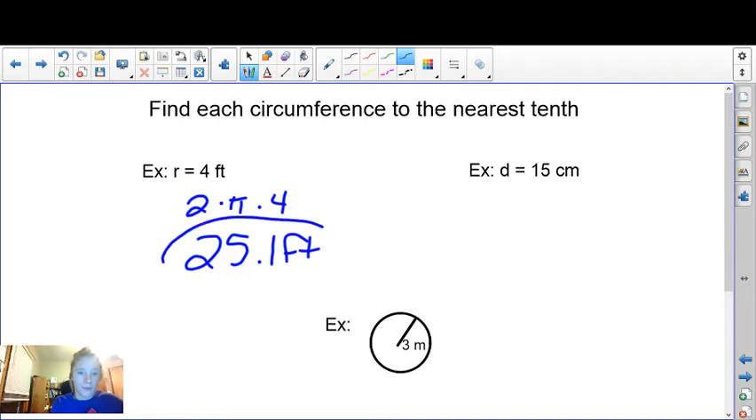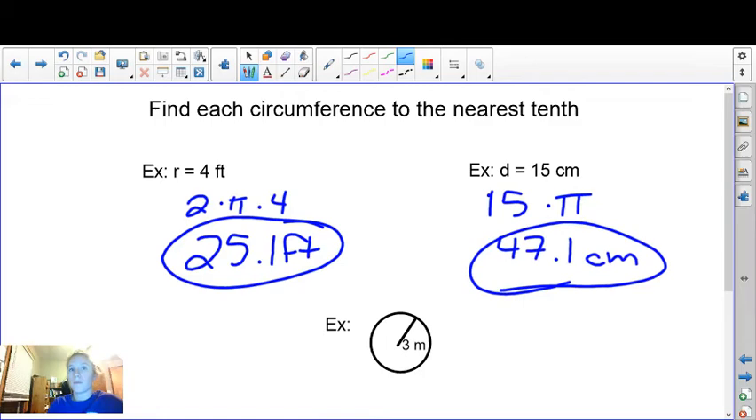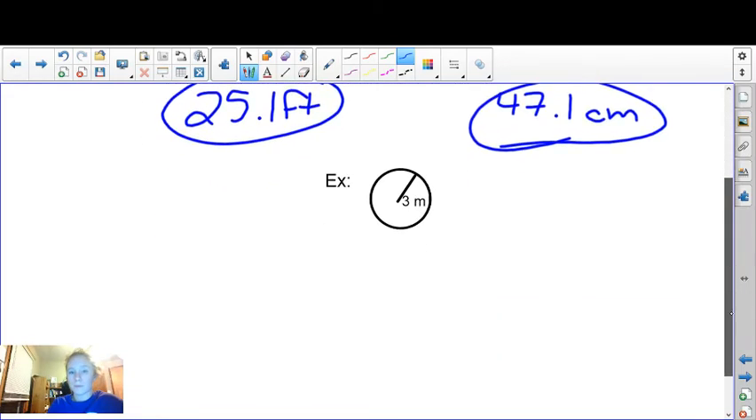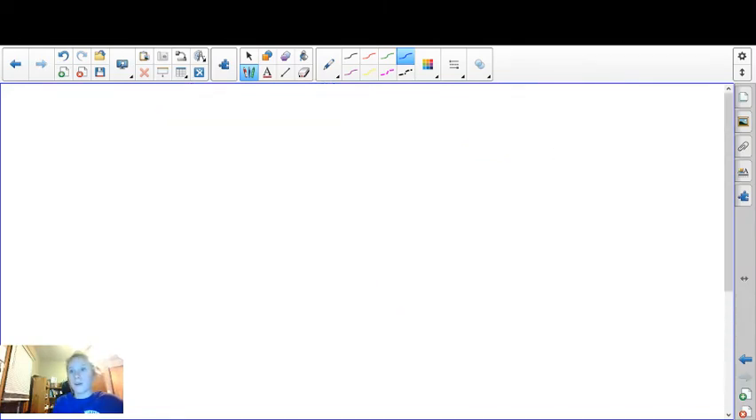And this is in terms of feet, so my answer should be in terms of feet as well. This time I'm given my diameter, so I just take my 15 times pi. And when I take 15 times pi, I should get 47.1. Again, units matter. And then this next one, I need to take 2 times pi times 3, which would give me 18.8 meters. All right, your assignments are on Classroom.